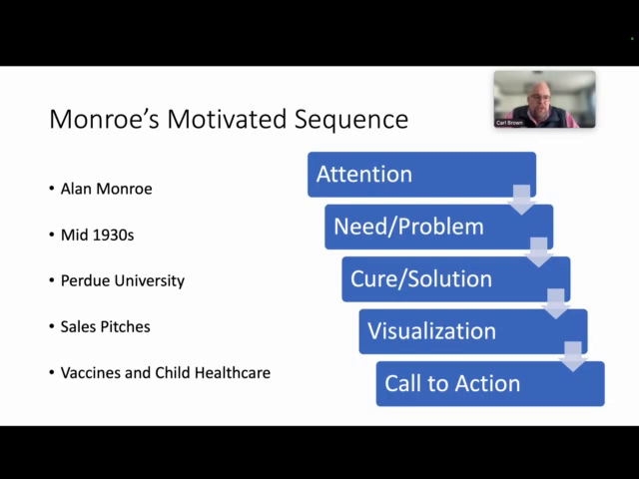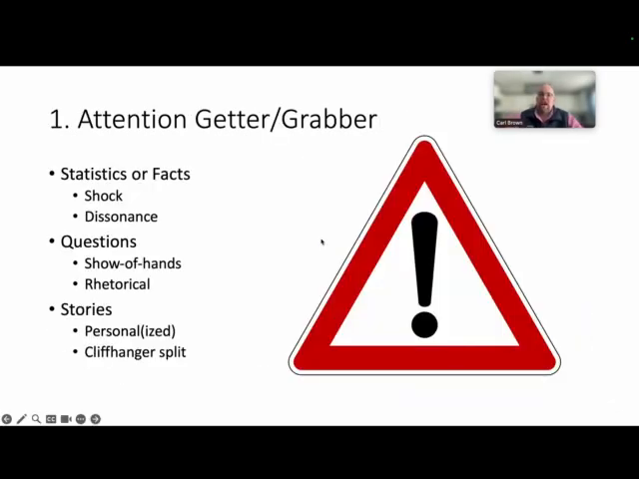So let's go through each step in a little bit of detail here. First off, you have an attention getter. And please note, this is not much different, if any, than the attention getting devices we've already talked about. We've talked about statistics and facts, especially things that are going to shock. We did the 1 out of 3 college students at Grand Valley has an STD shocking thing. Questions can still work, show of hands questions and rhetorical questions.